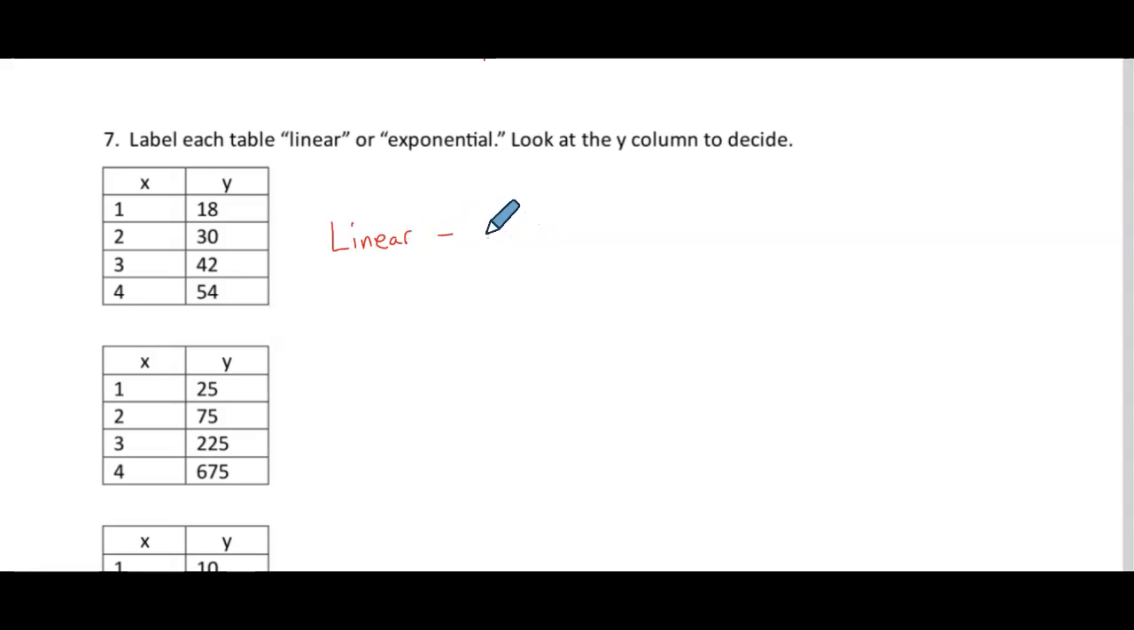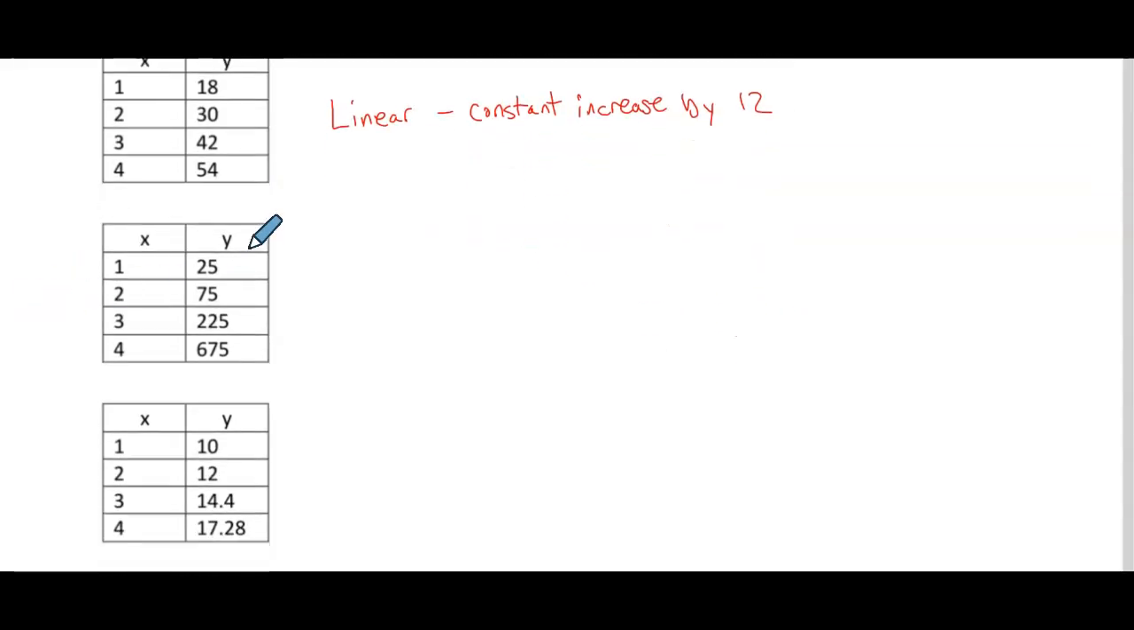And the reason is that it's a constant increase by 12. And that's all you need to say to justify it. Constant increase. All right. Table 2, 25 to 75, 75 to 225, 225 to 675. So that is clearly not linear because those gaps are much bigger toward the end.